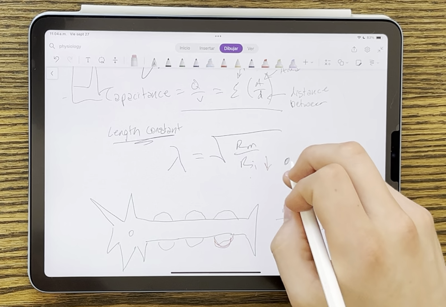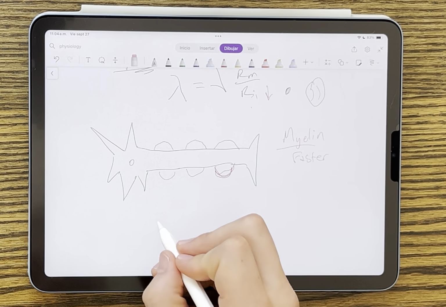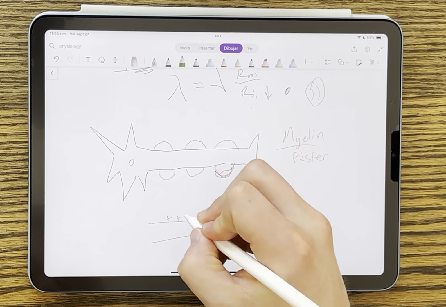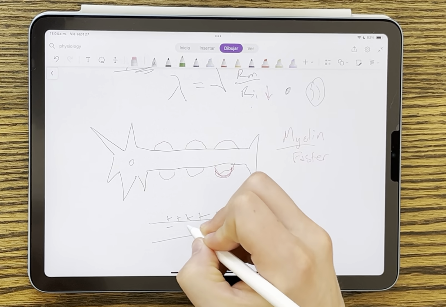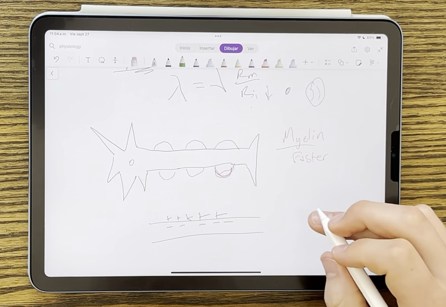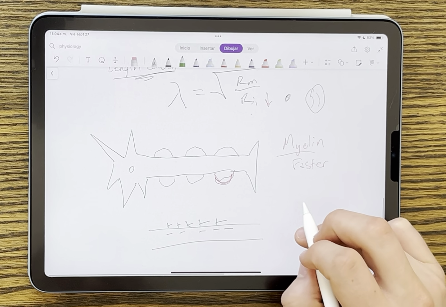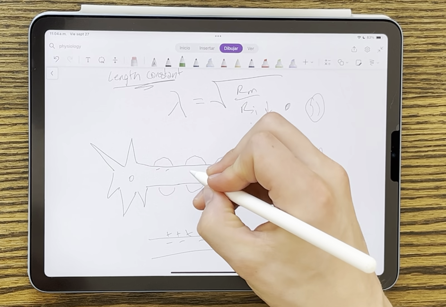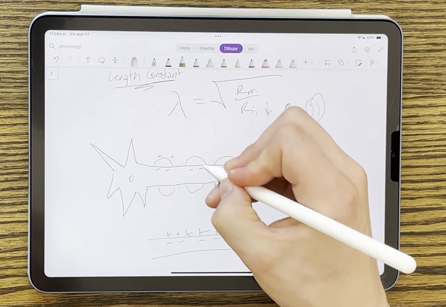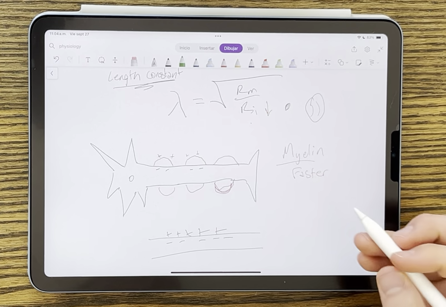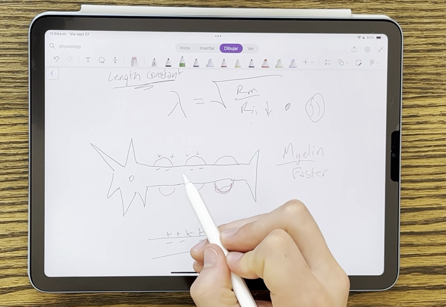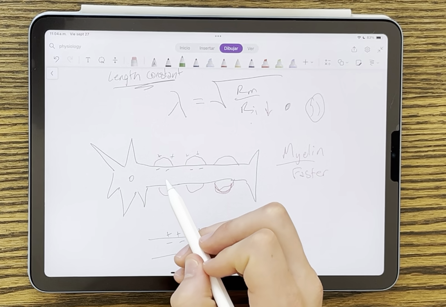So if we have a bare cell, we'll just draw the axon part of the cell. No myelin, we have all these pluses and all these minuses. Well, myelin decreases capacitance, so when there's myelin, less negatives are needed to get the same voltage. So because of that, internal resistance goes down. There's less negative charges inside the cell, right, that are going to try and stop the action potential.